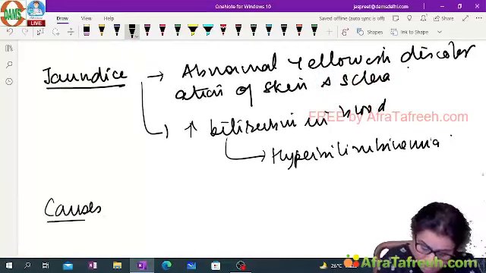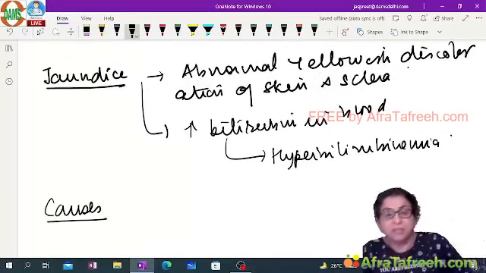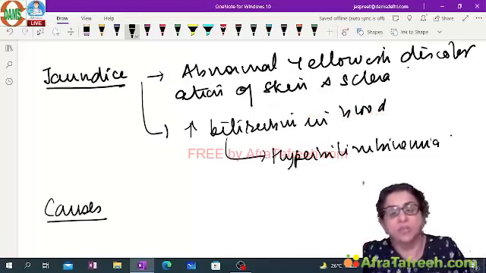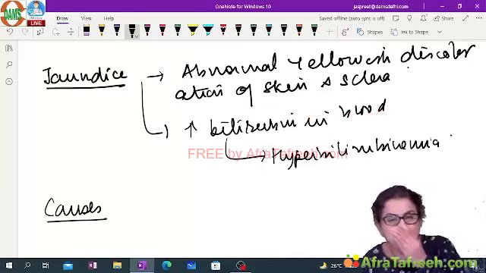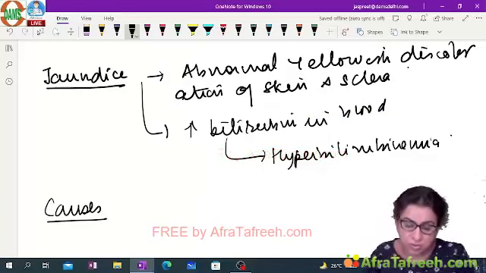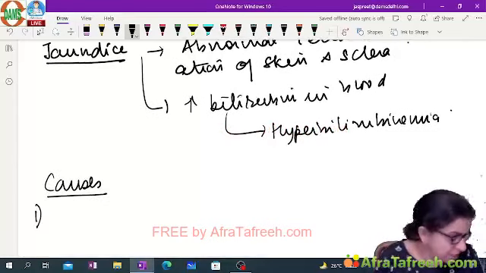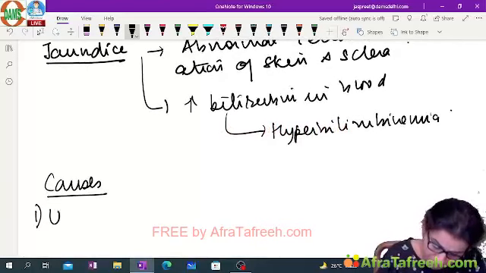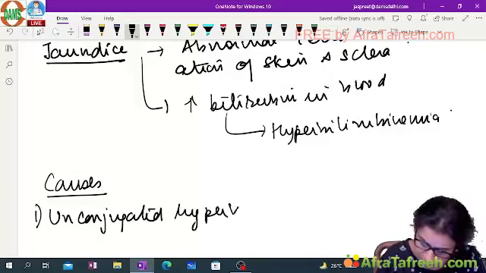Causes. Now causes can be divided into categories: conditions where unconjugated bilirubin is increased, conditions where conjugated bilirubin is increased, and conditions where both conjugated and unconjugated bilirubin are increased. So the first category is unconjugated hyperbilirubinemia.